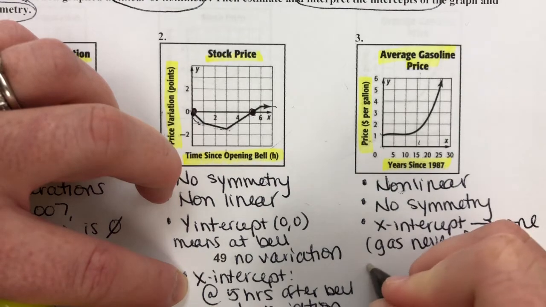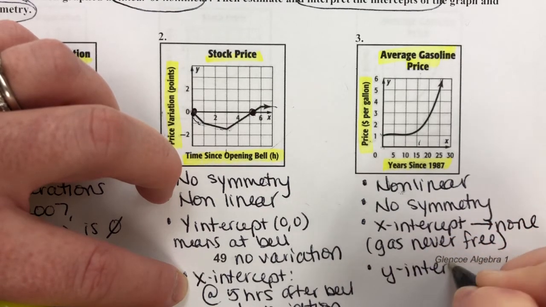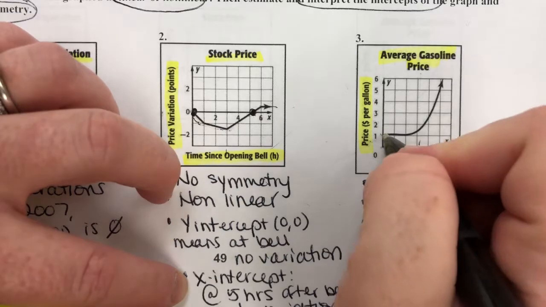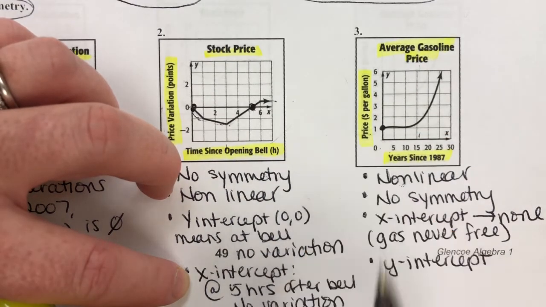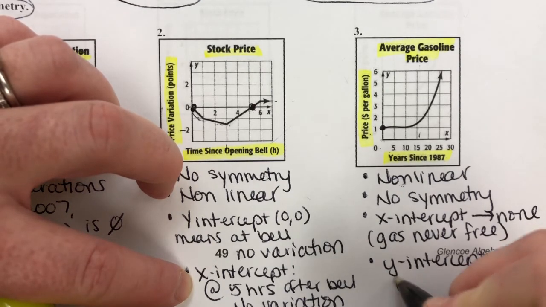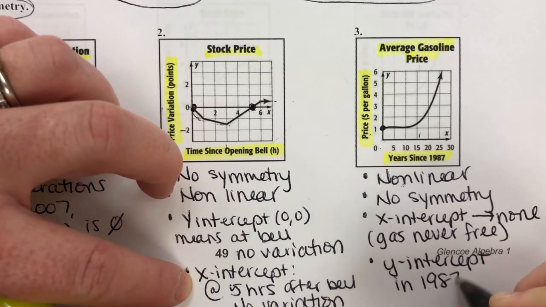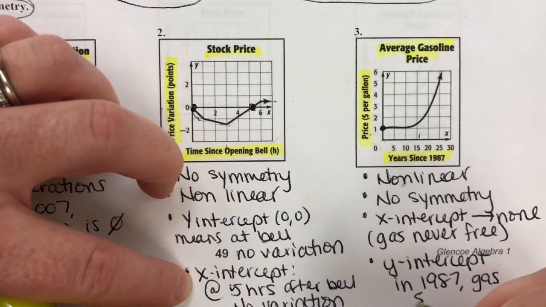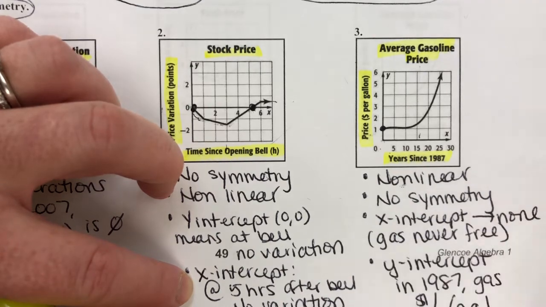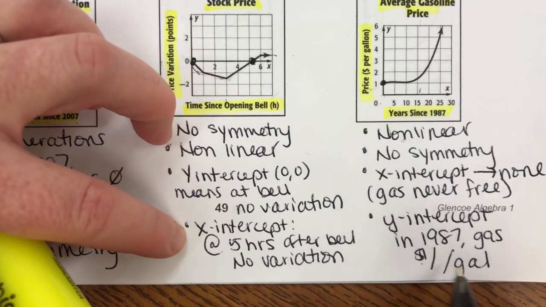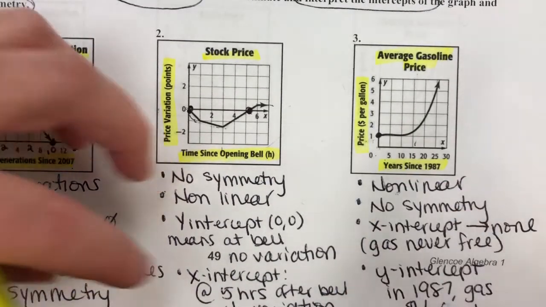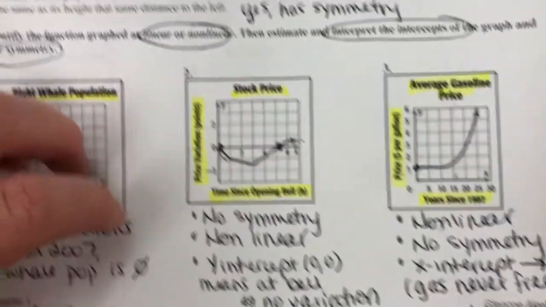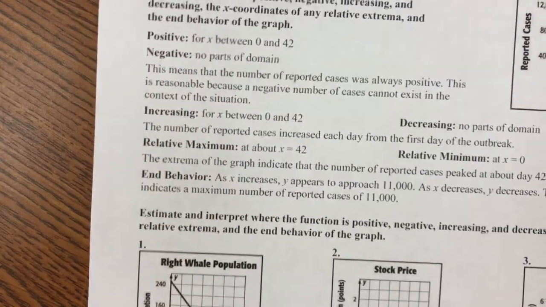Gas was never free. And then the y-intercept is right here at 1. That means in 1987, which is year 0, gas was about $1 per gallon. In 1987, gas was about $1 per gallon. That's what my y-intercept is telling me, where I touch the y-axis. I hope that kind of makes sense as far as analyzing graphs.